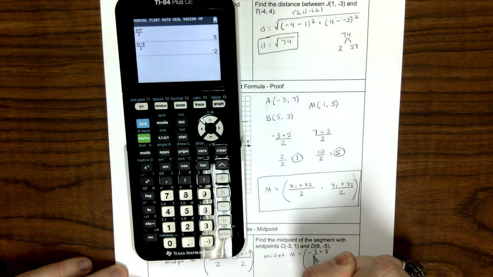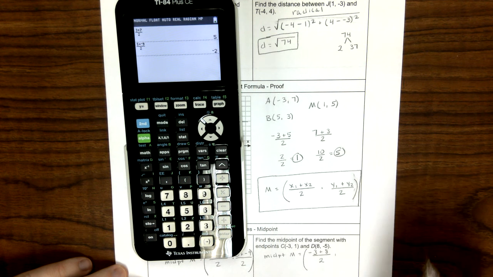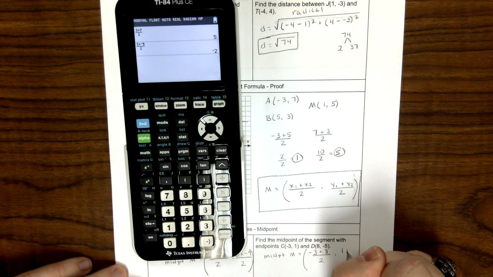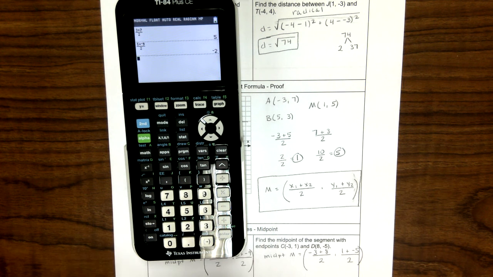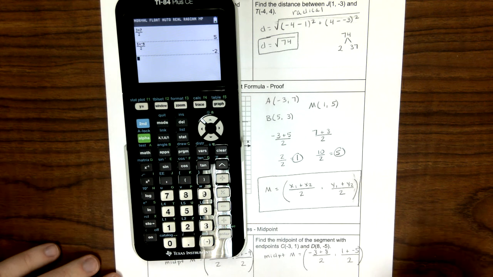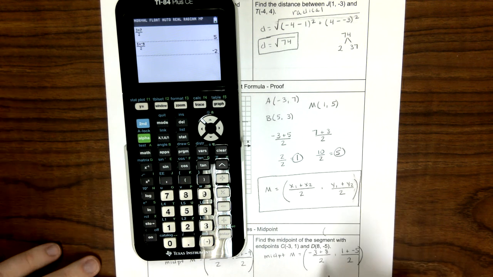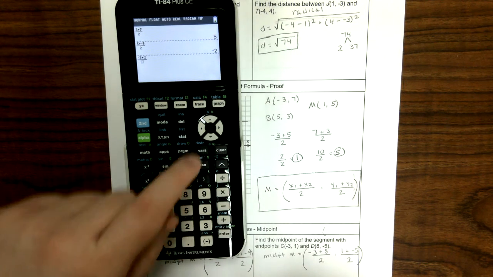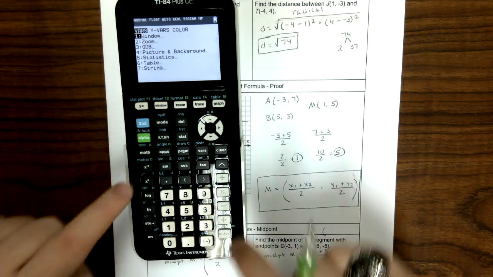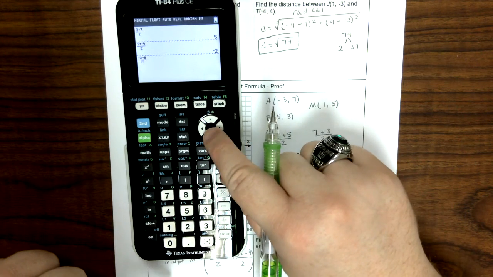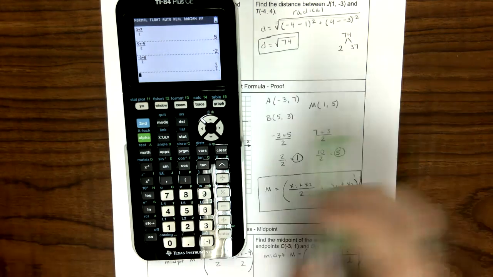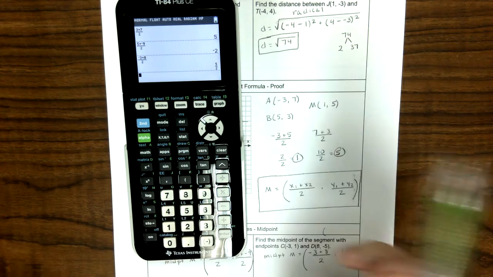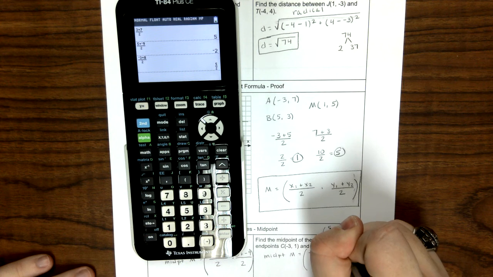X1 plus X2 divided by 2. Y1 plus Y2 divided by 2. All right, now I'm going to write it up here because I'm running out of room. Let's not do it in our heads. Negative 3 plus 8. Oops, forgot the 8. Divided by 2. Now notice I got 5 halves. That could happen sometimes. So let's write that out. So 5 halves.